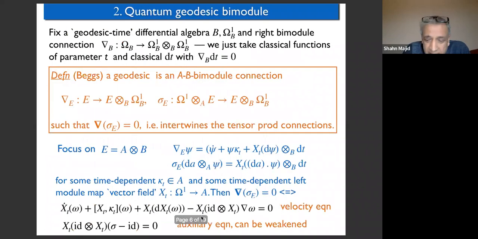Okay, now, how do we use this formalism? Well, this is actually Edwin's idea in his paper in JGP.